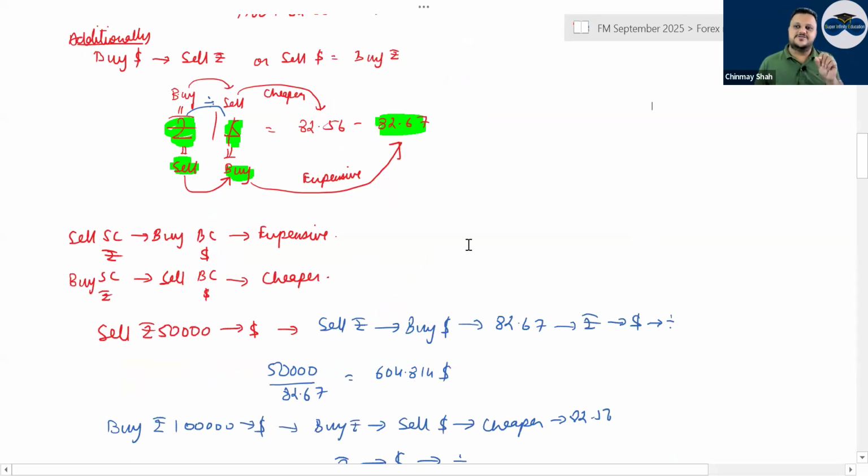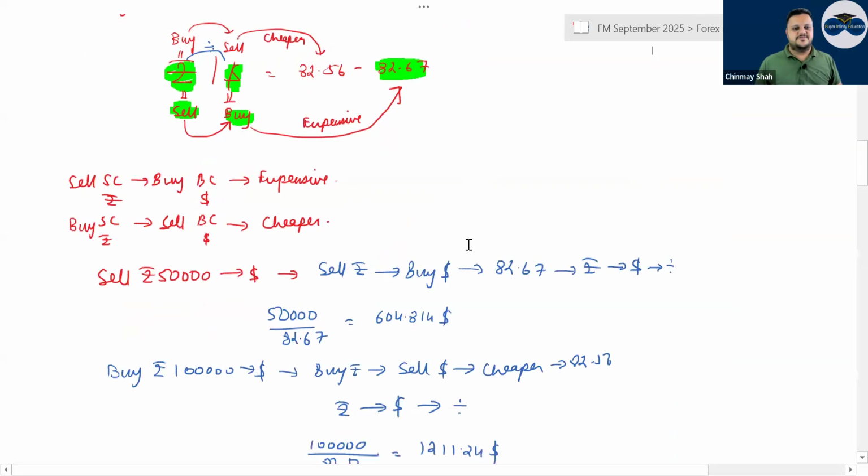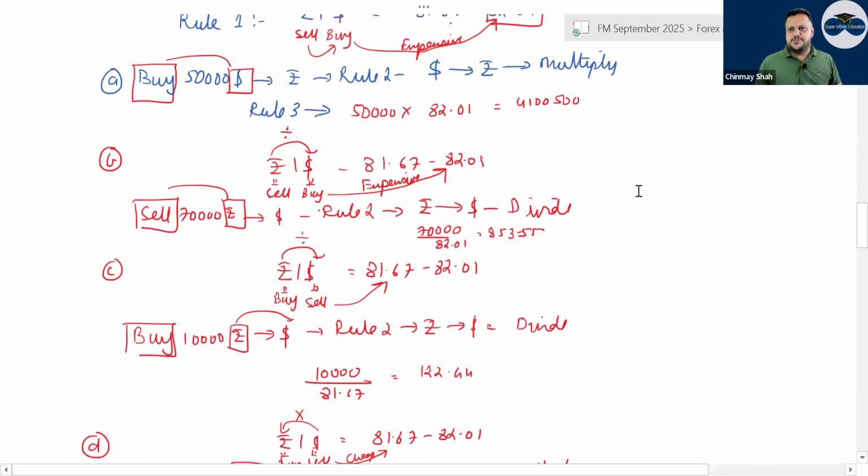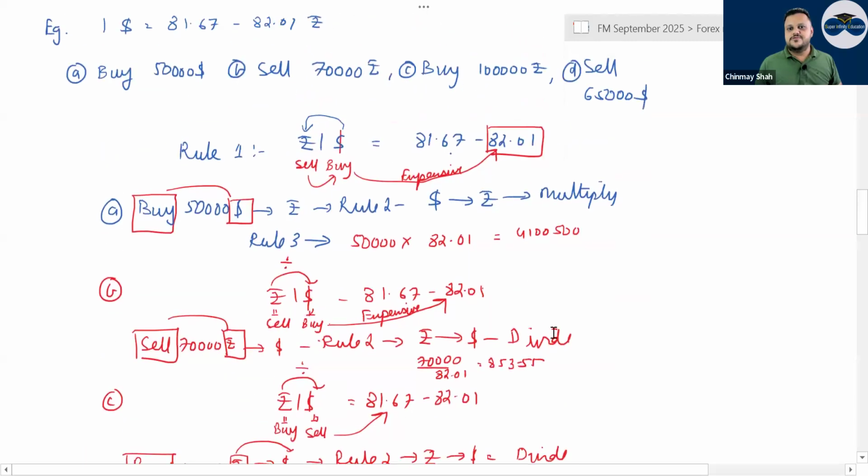Then you will say what currency is to be converted to what currency. You will take that, and then you will come here. Whether rupees are to be bought or dollar is to be bought, or rupees to be bought and dollar to be sold, cheaper rate. Rupees to be sold, dollar to be bought, expensive rate. Correct? Have a look. If you still have problems in this, I may have one YouTube video where I have done the basics of this rule 1, 2, 3.